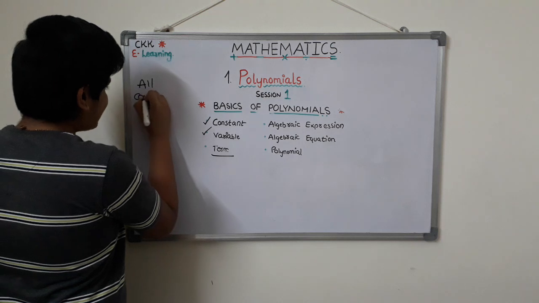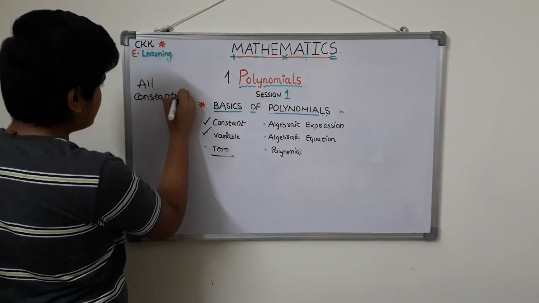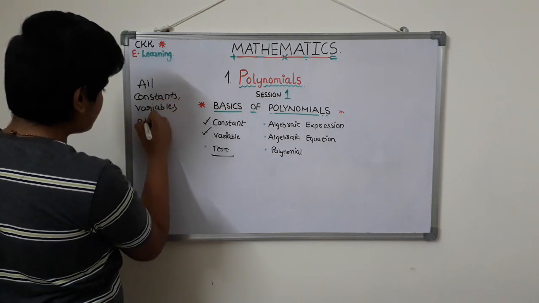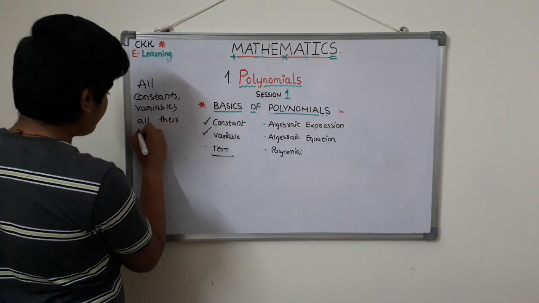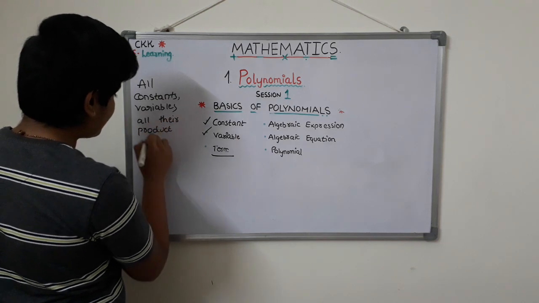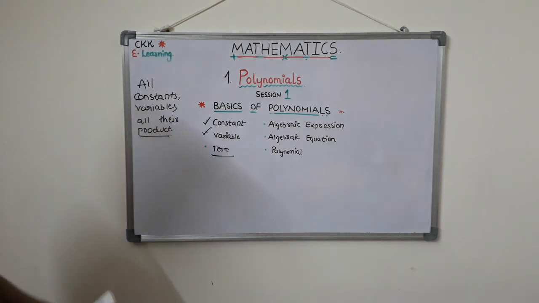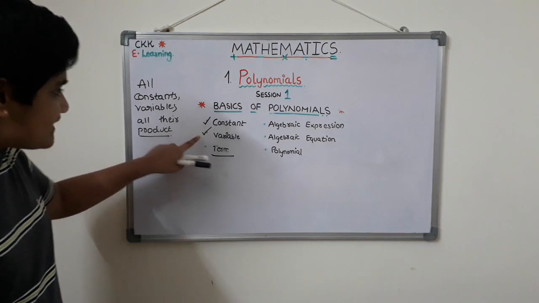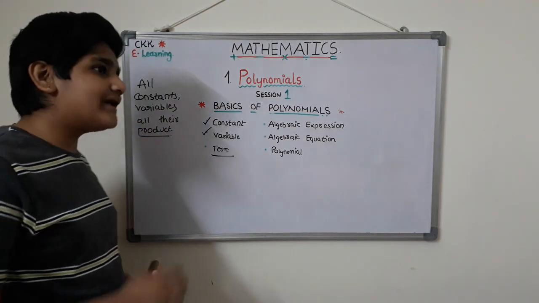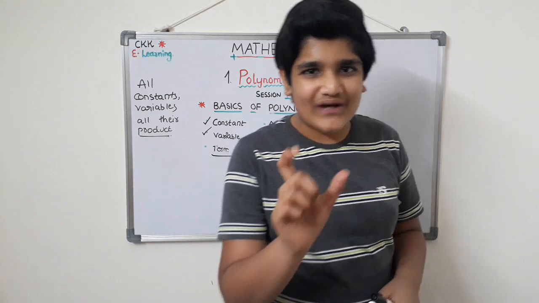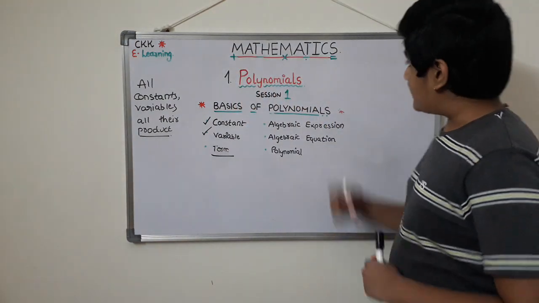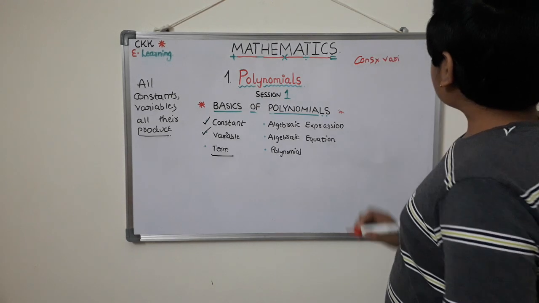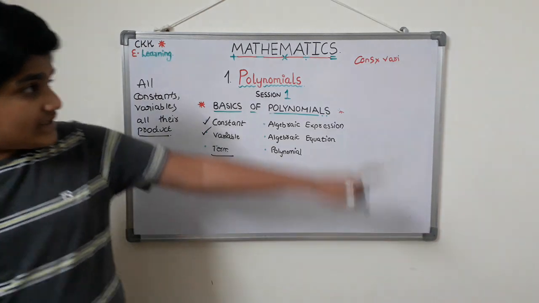Listen very carefully. All constants and variables are considered as terms, and their product is also considered a term. That's what you have to observe here carefully. Now see, constant into variable. This is also a term.